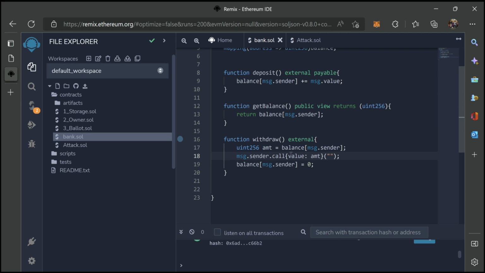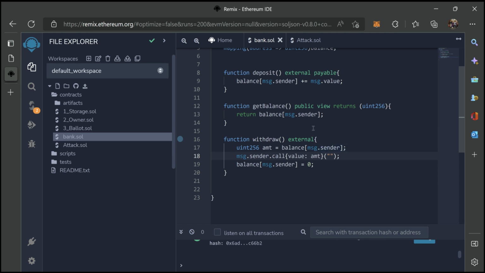So logically, there's no issue, right? If you have $10, you withdraw $10. If you have $20, you withdraw $20. But the issue is if the withdrawal is called from another contract, that contract is able to call withdraw again before the first call is finished. In other words, before line 19 is set to 0, this is called again.